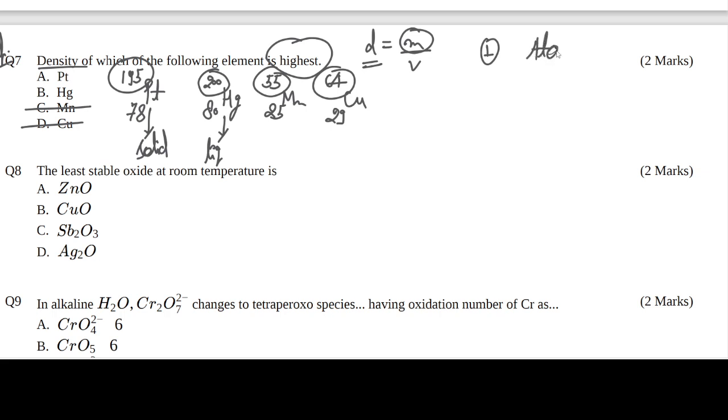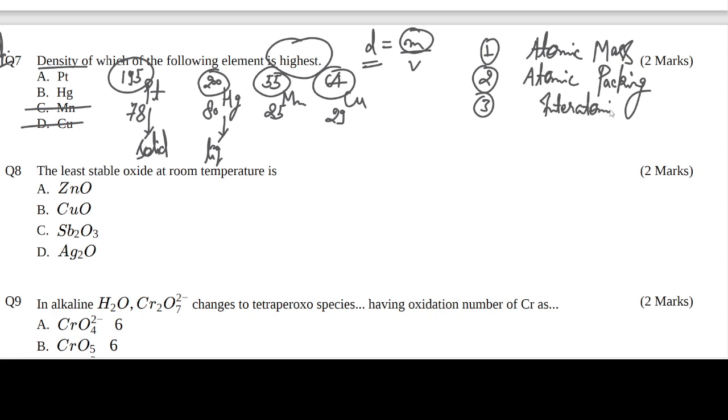What are the things that you can consider in this question? You can talk about the atomic masses of these elements. Then you can think about the atomic packing of the atoms in these elements. And then you can talk about the interatomic forces. So these are some things that you keep in mind during this question. If you talk about the atomic mass, you neglect these two options, manganese and copper.